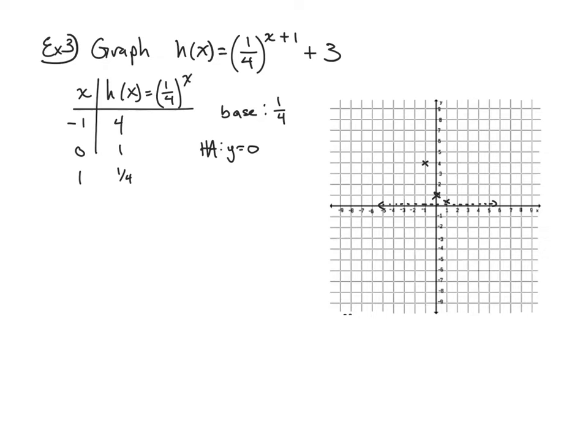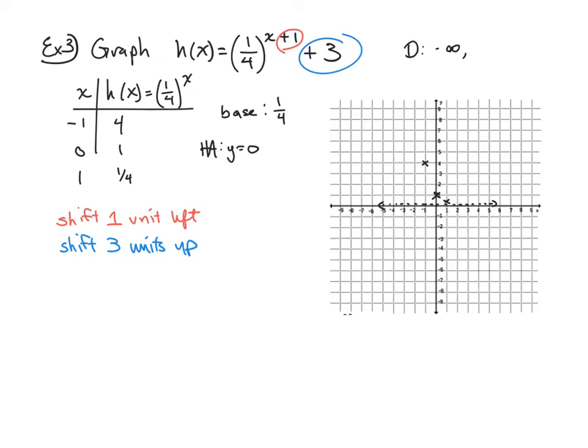Okay, listing transformations. We shift 1 unit left and 3 units up. I guess we can take care of some domain and range stuff right now too. I know the domain will be negative infinity to infinity. It's always going to be that. The horizontal asymptote now, that's pretty easy. It's just going to be y equals 3 because I see this number right here. There we go.